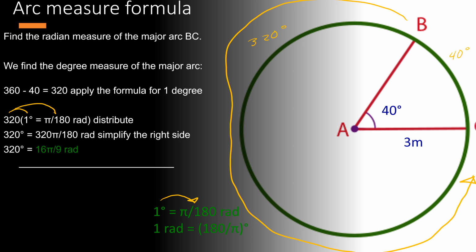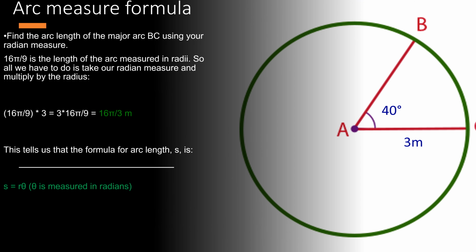Realistically, when you're simplifying, just ignore the pi and add it at the end. Knowing that the pi is in the numerator, I'm just going to ignore it when I simplify 320 divided by 180. I get 16 over 9, and then I put the pi back at the end. So the measure of this arc right here is 16 pi over 9 radians.